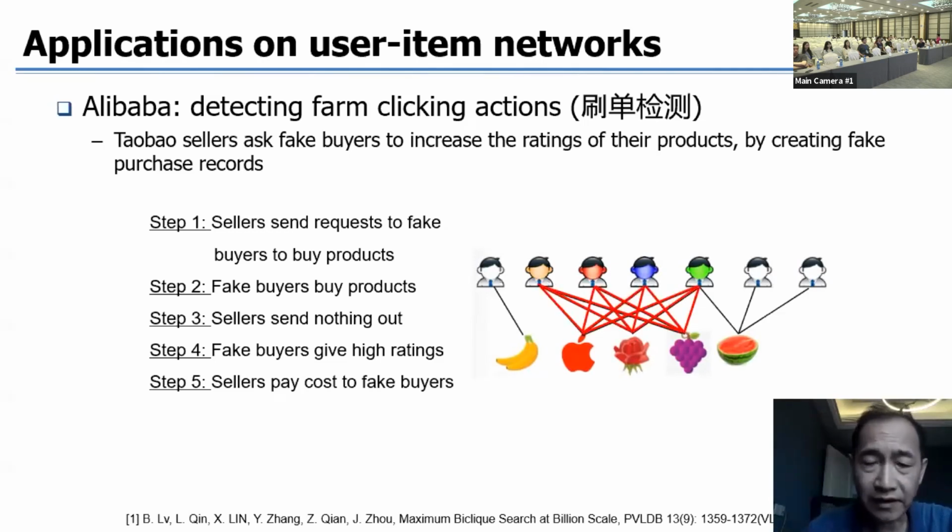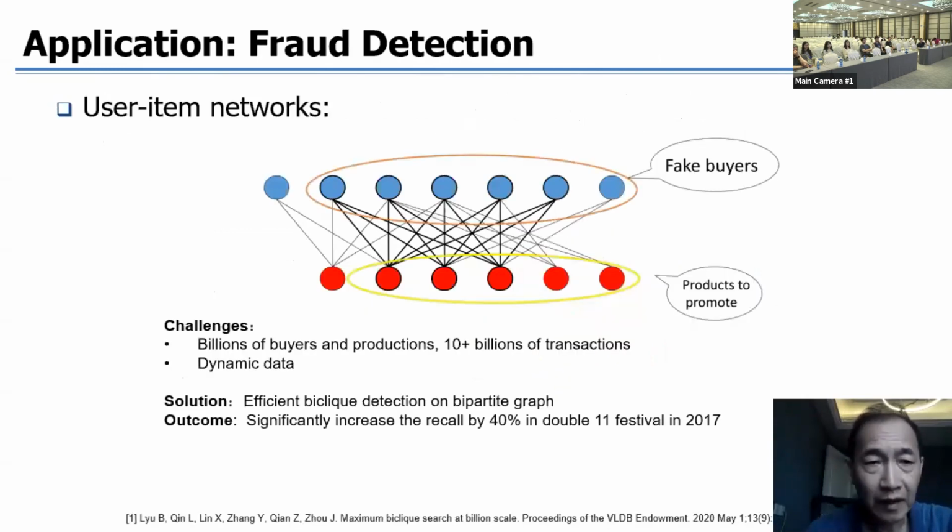And then when you rank products, it's based on the popularity among the users. So if you click more, the items will be ranked higher. This is actually the reason why we have click farming. The challenge is that in such applications, there is huge data. We have billions of buyers and products, and 10-plus billions of transactions and dynamic data. And we need to figure out such click farming as quickly as possible, right? A very popular method is to compute bicliques on bipartite graphs.